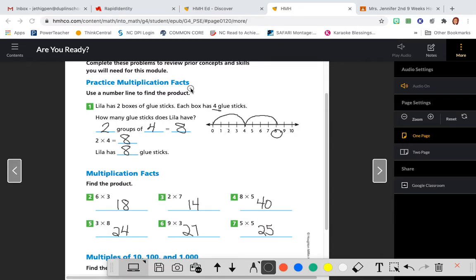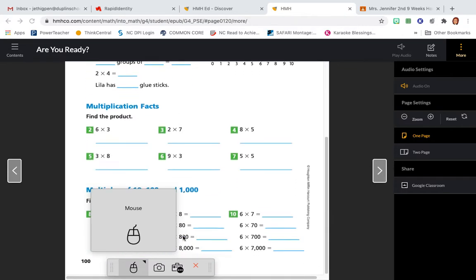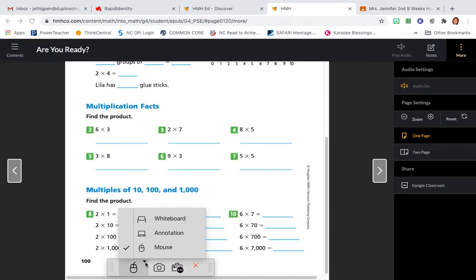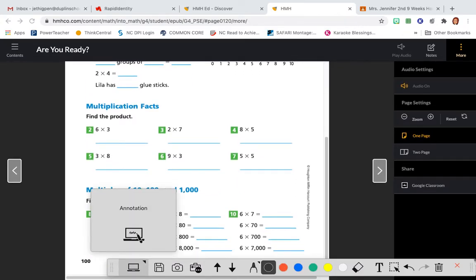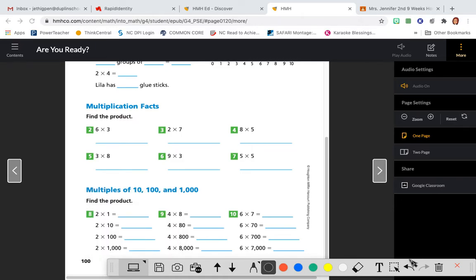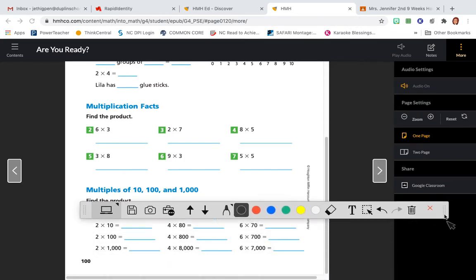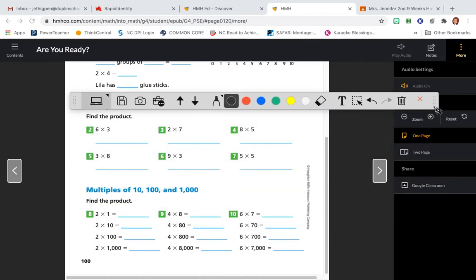So make sure you have this written down. Make sure your answers are correct. All right, now let's look at the bottom. For the bottom, we're looking at multiples of 10, 100, and 1,000. So I'm going to move my bar up just a little bit there.